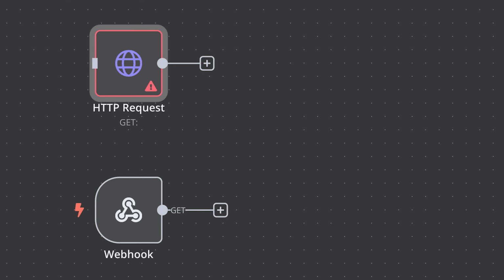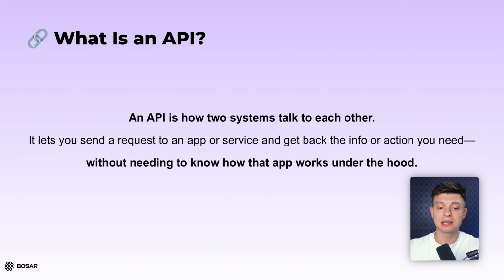And also, n8n makes this part very doable. They've got an HTTP request node that lets you create custom API calls for just about any tool out there. So let me walk you through the basics step by step, and I'll show you how this works. An API is basically a way for two systems to talk to each other. It lets you send a request to an app or service and get back the right info or action you need without needing to know how that app works internally under the hood.